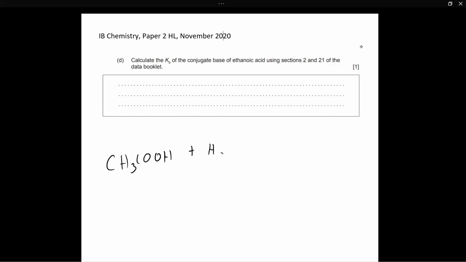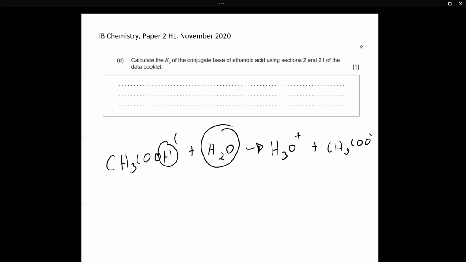it is reacting with water. So it forms H3O plus and CH3COO minus. So basically, if you've understood what's happened here, you can see that H2O has taken this hydrogen from ethanoic acid and it's become H3O plus.